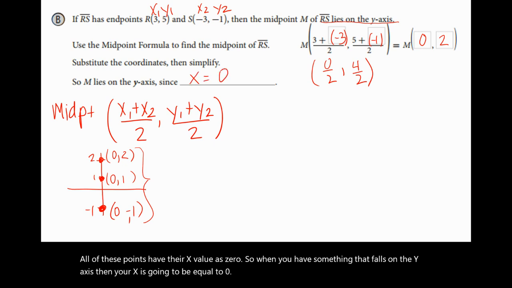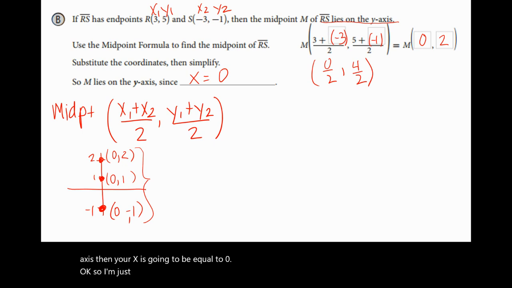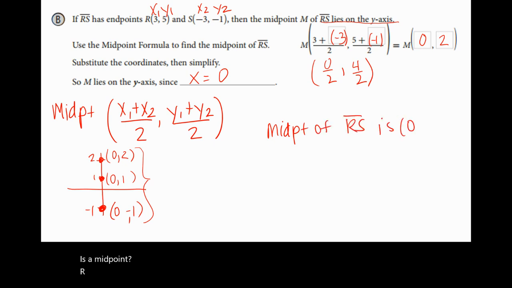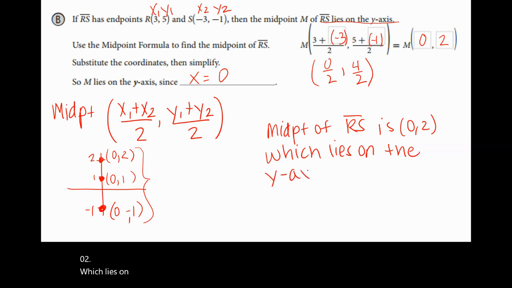Okay? So I'm just going to wrap this up in a sentence. So the midpoint of RS is 0, 2, which lies on the y-axis. Okay?